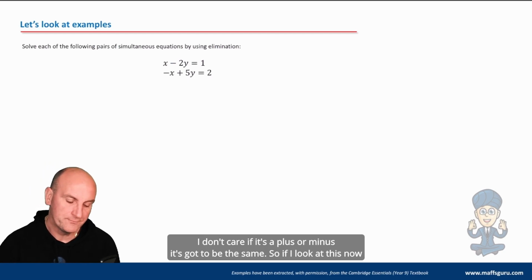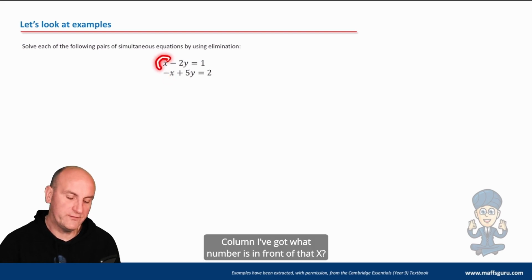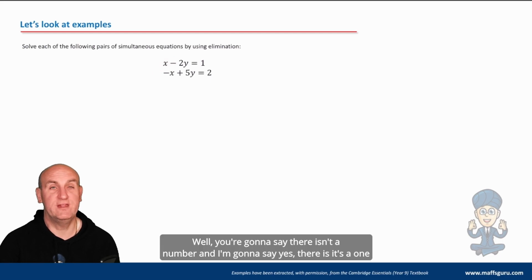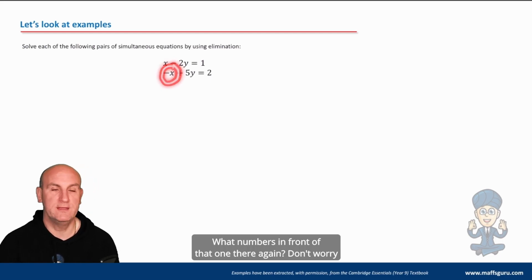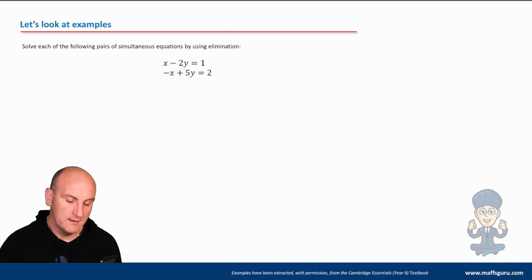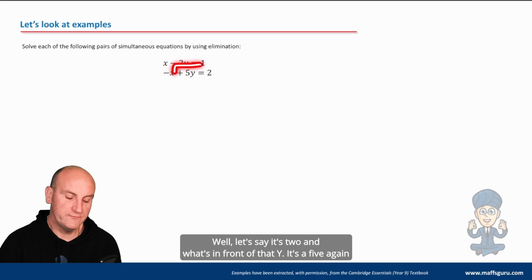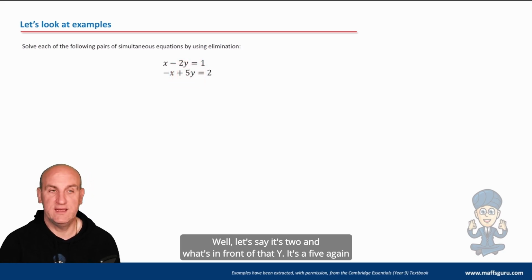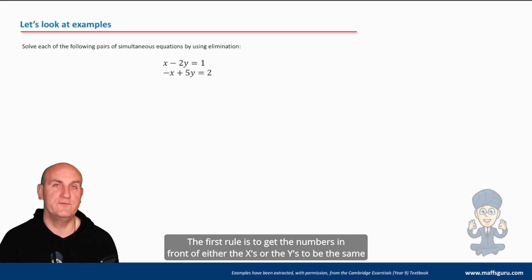So if I look at my x column, what number is in front of that x? Well, you're going to say there isn't a number, and I'm going to say, yes, there is. It's a 1. What number's in front of that one there? Again, I'm not interested in the sign, but there's a 1. Let's look at these 2 columns. What's in front of the y? Let's say it's a 2. And what's in front of that y? It's a 5. Again, I don't really care about the signs at the moment. The first rule is to get the numbers in front of either the x's or the y's to be the same.